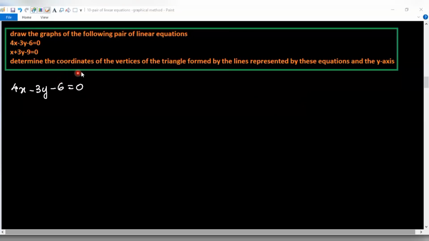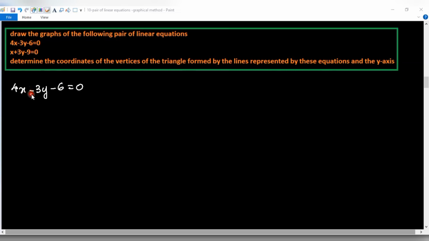This is our next question. Draw the graphs of the following pair of linear equations. See, we have two equations here. We have to plot them on graph paper. Determine the coordinates of the vertices of the triangle formed by the lines represented by these equations and the y-axis. Okay, so first we have to plot these two equations.